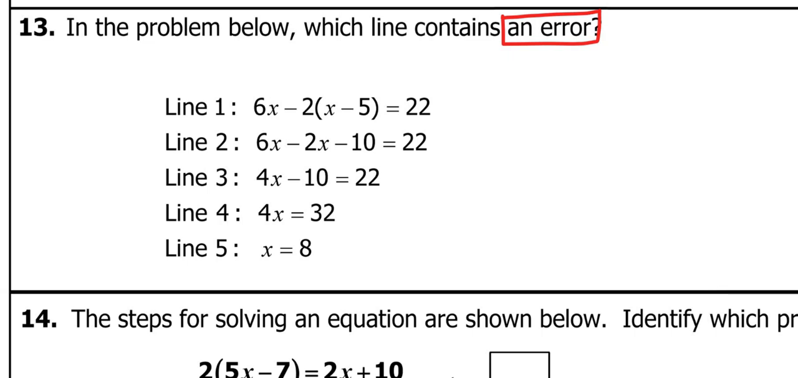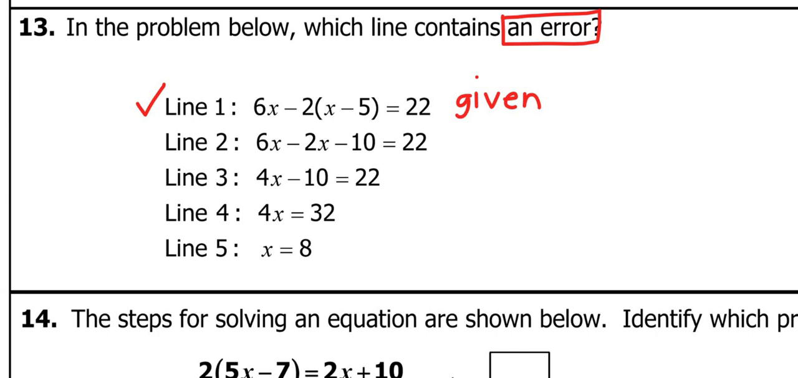Okay, let's look at line 1. 6x minus 2 parentheses x minus 5 equals 22. Well, that's just going to be given to you. That's our starting equation. You can't have an error in your starting equation. So that's just going to be given to you. So that's going to be fine. Now the next step.